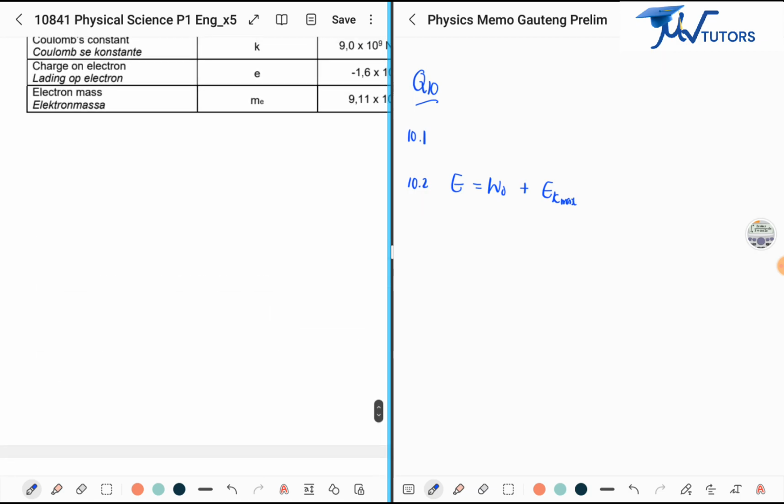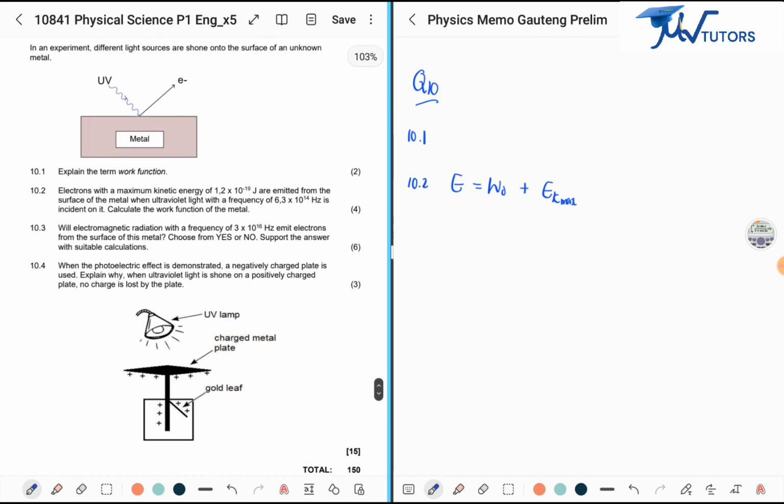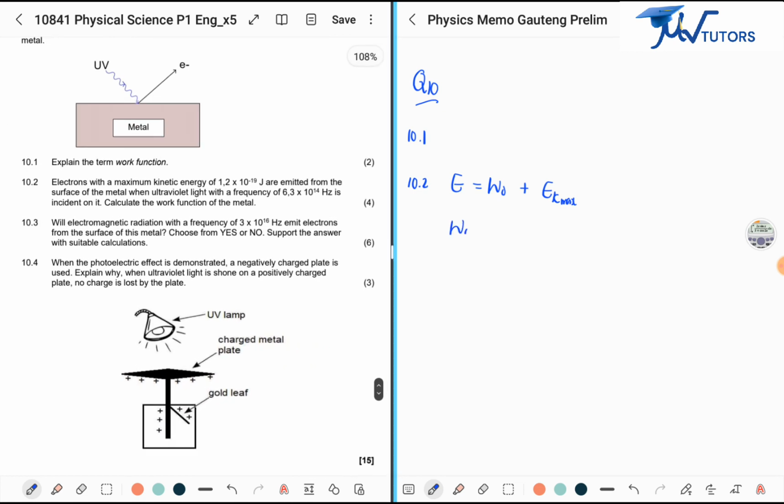Okay, so if we go back to it, we need the work function. Basically, the work function would be the energy minus the maximum kinetic energy. And that energy is Planck's constant multiplied by the frequency, minus the maximum kinetic energy. They gave us the maximum kinetic energy, which is 1,2 times 10 to the negative 19.